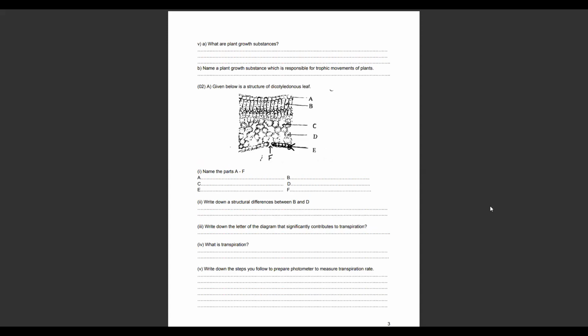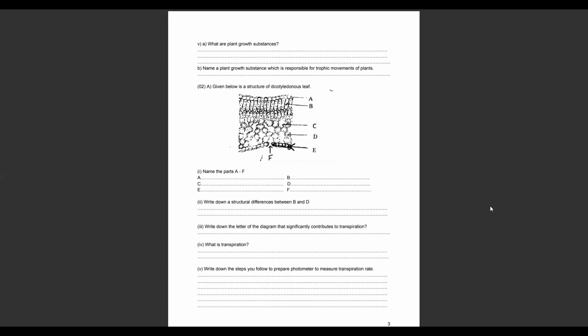What are plant growth substances? Signaling molecules which are produced in small quantities, get transported from the place they are produced to other parts of the organism and trigger responses in target cells or an effect on plant growth and development. Right? 2 marks.